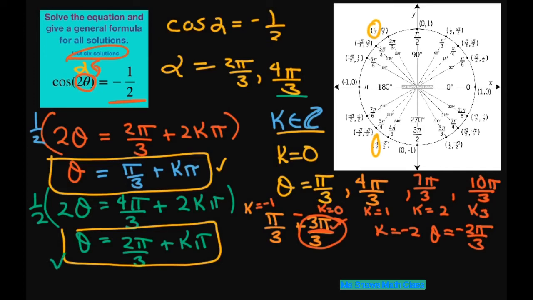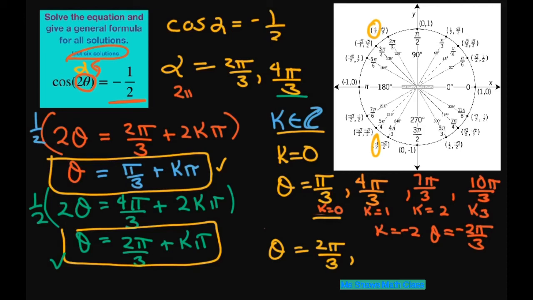So let me erase this. If k is 0, for this one, you get theta equals 2 pi divided by 3. And then from here, if k is 1, you're just going to do like we did before, 2 pi divided by 3 plus 3 pi divided by 3, because that's just pi. So you just keep adding 3 pi. So that's going to be 5 pi divided by 3.